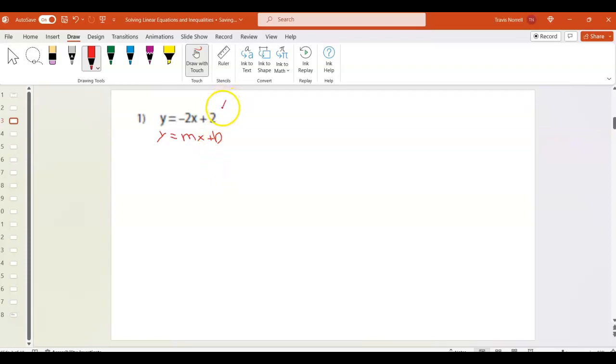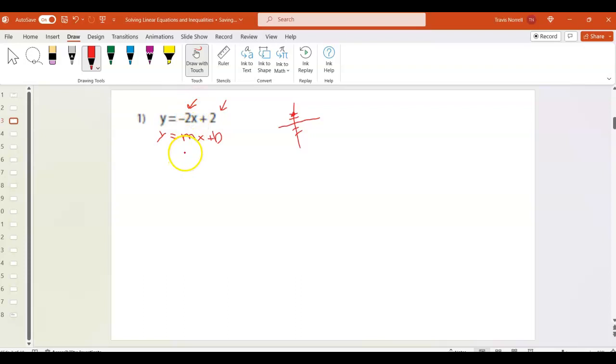This 2, positive 2 because it says plus 2, is your y-intercept. So that means on your y-axis, your line is going to cross at positive 2. So we can go ahead and put a point there at positive 2. Your slope, which is the m, is going to be negative 2.